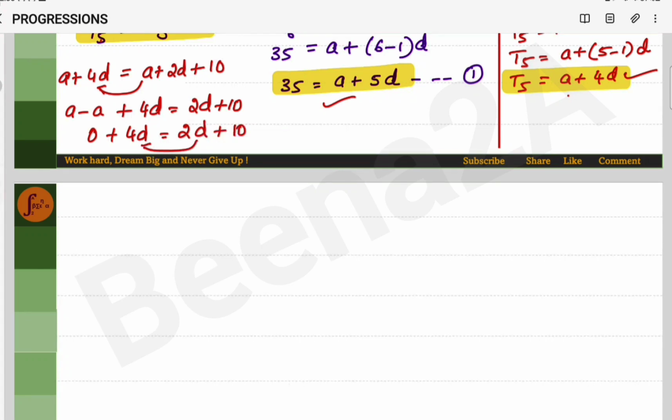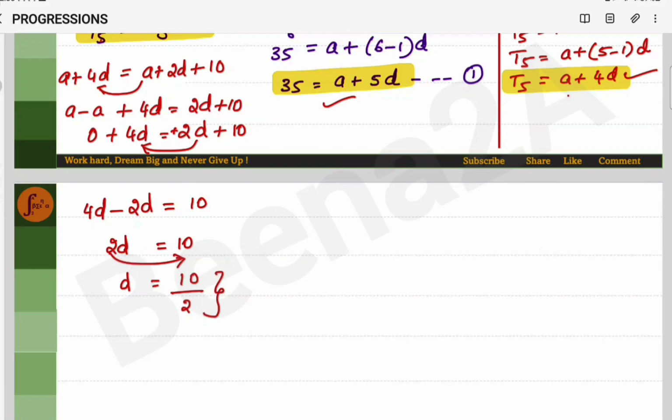Now let's get D this side. So it will become 4D. When I shift D this side, it will become minus 2D. Nothing is there, so you assume it's plus. When you shift, it's going to become minus. 4D minus 2D is equal to 10. 4D minus 2D is 2D. 2D is equal to 10. Therefore, D is 10 by 2. Here it's multiplication, when I shift, it will become division. So D is equal to 5.